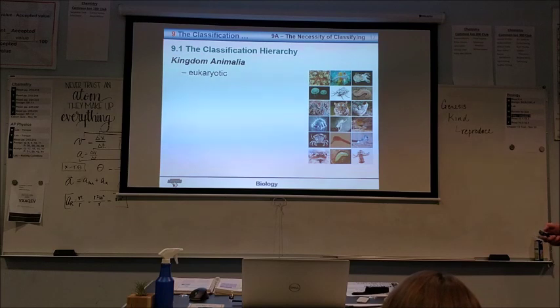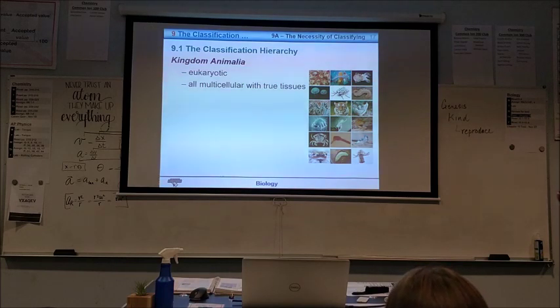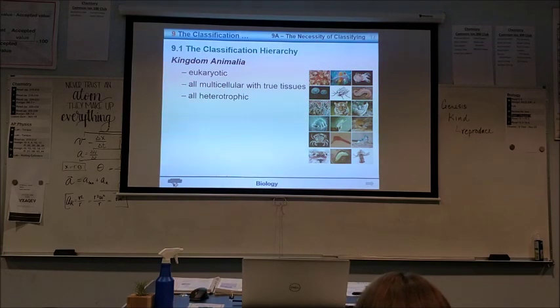Then we have the animal kingdom. Again, they're eukaryotic. We said all of the kingdoms past Protista were going to be eukaryotic. They're all multicellular, which means they have tissues, right? Now, not only do they have tissues, but then they have organs and systems and stuff like that that we will talk about. Okay, they're all heterotrophic. They all live on other living things, like you said.